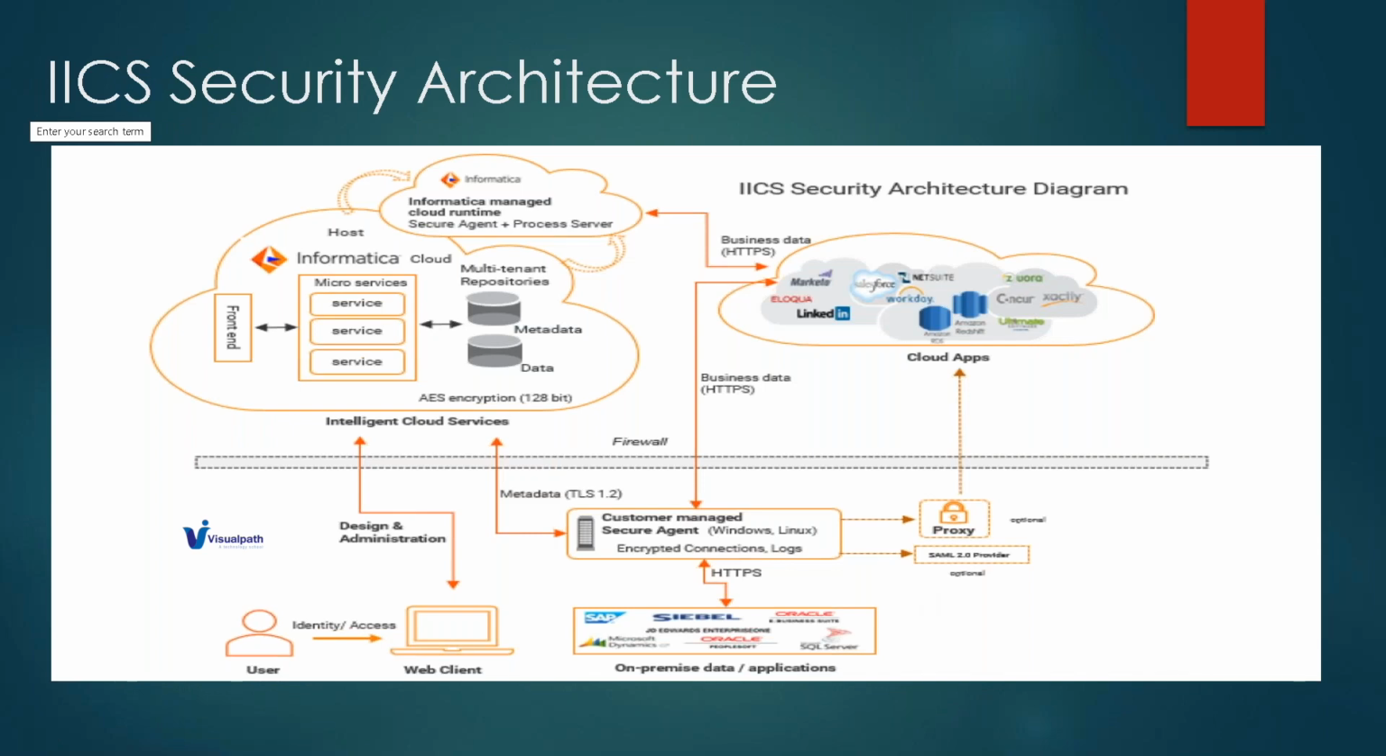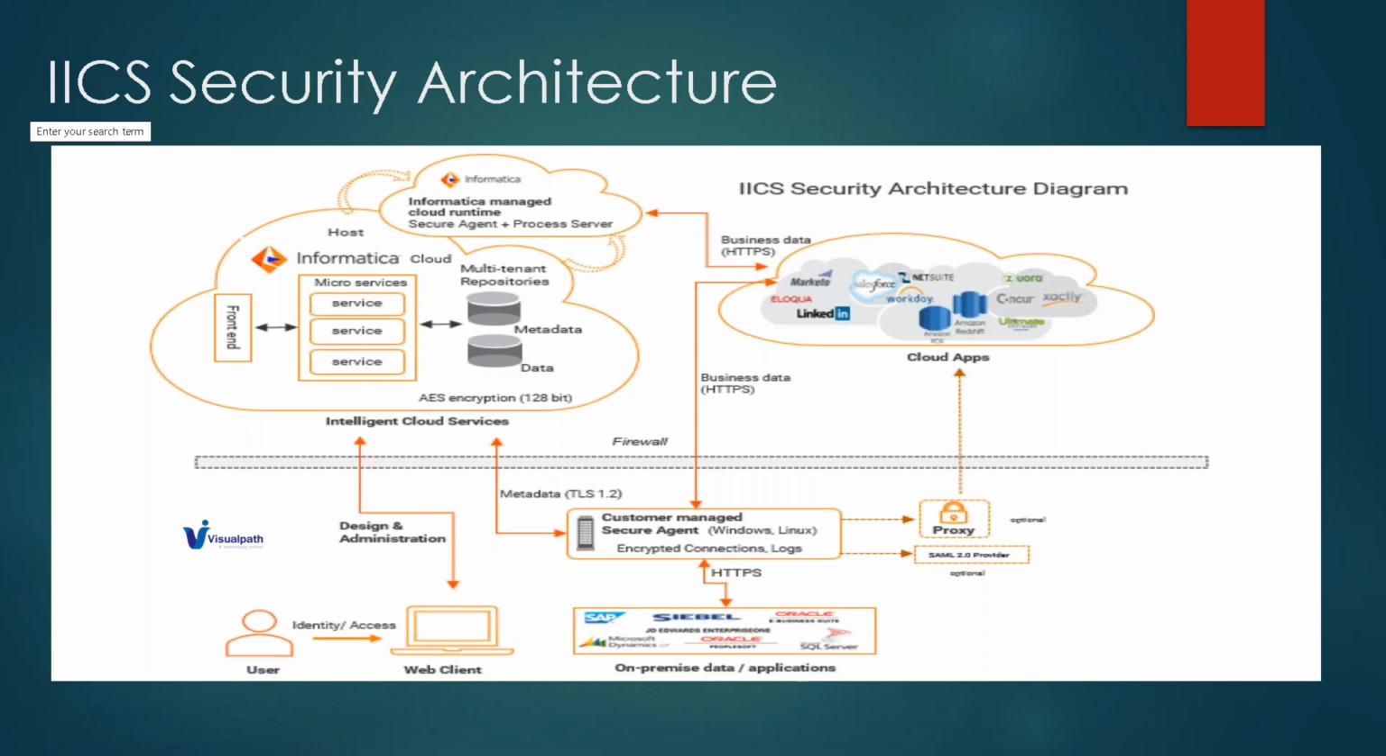To begin with, the IICS security architecture, how does it work? If you look at this picture, you would understand that Informatica is a multi-tenant repository, which is based on microservices. Microservices are where you have different repositories that are hosted in the cloud. For example, you have metadata that is hosted in the cloud, and there is a managed cloud runtime secure agent and a process server. I'll explain more about it, to give you an overview of how it works.